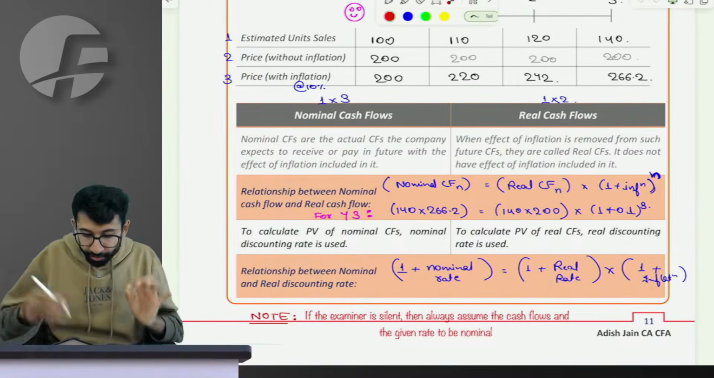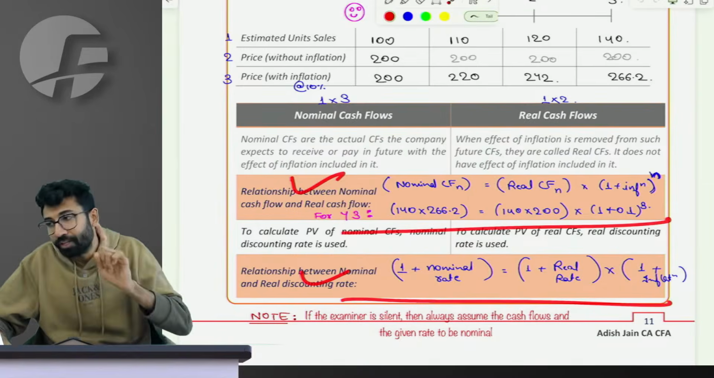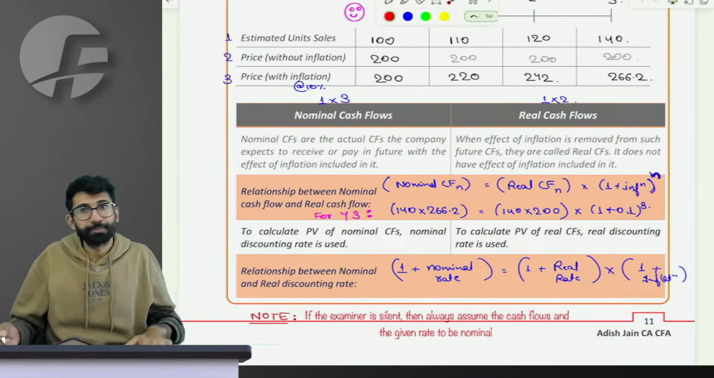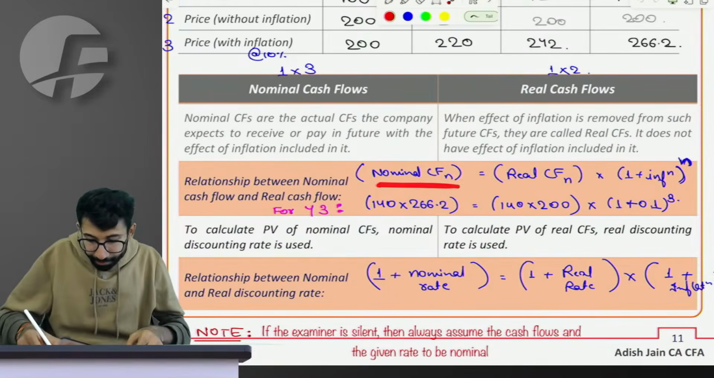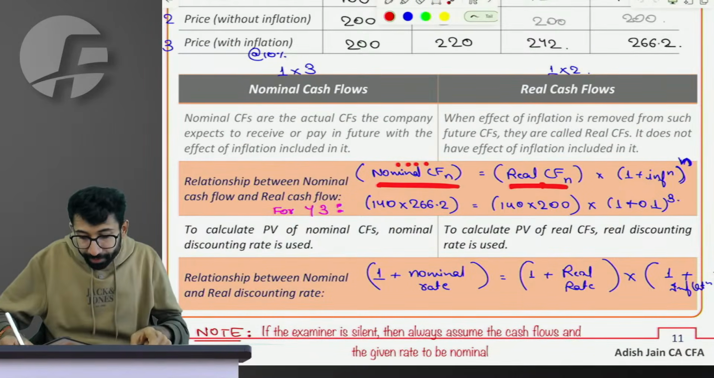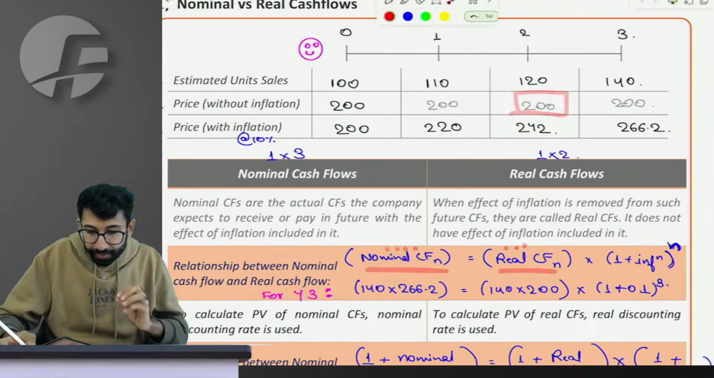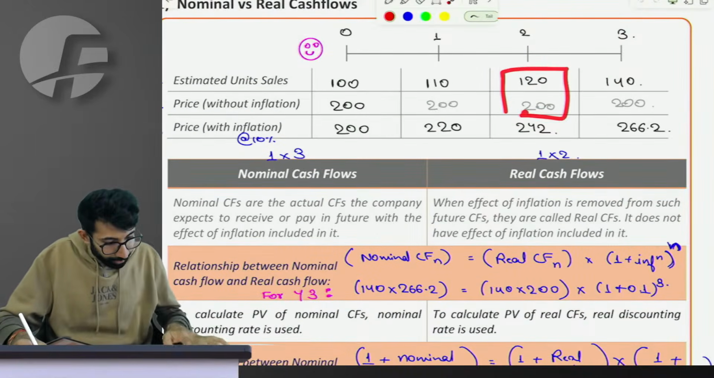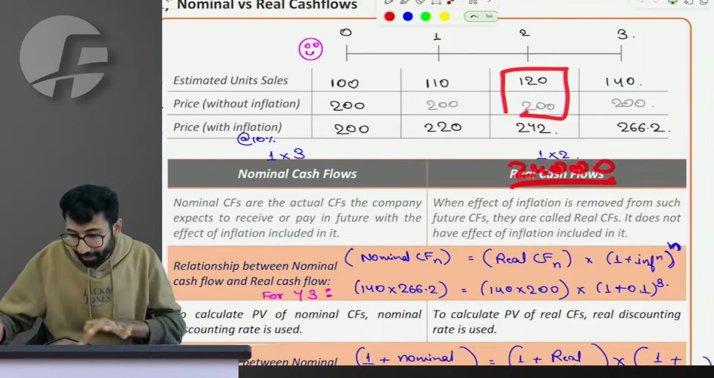What is the relationship between nominal cash flow and real cash flow is important to know. After that, we can immediately go to the practical question. So let's learn it. Nominal cash flow of any particular year can be calculated using the real cash flow of that particular year. For example, second year real cash flow is 120 into 200, which is 24,000. How can I calculate the nominal cash flow of that year?